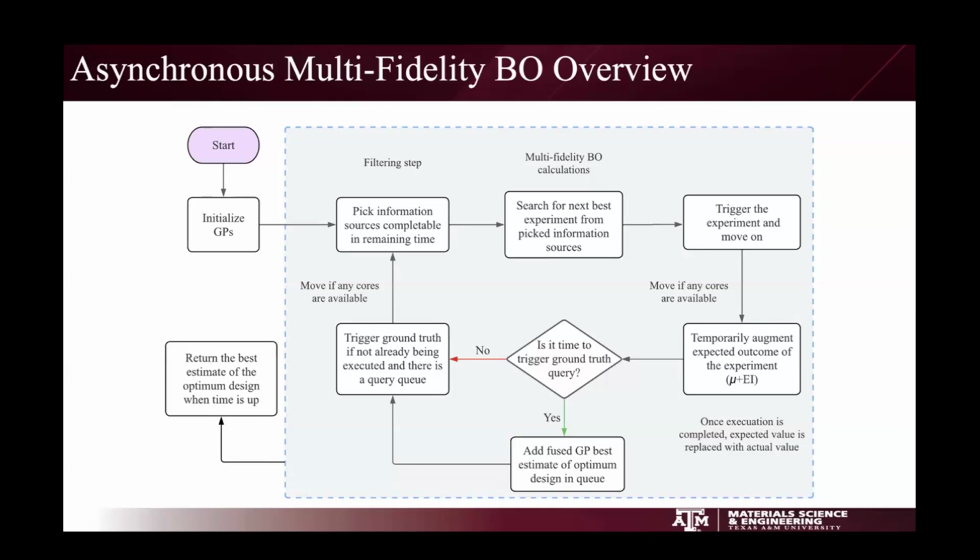What we did, in order to carry out this asynchronous Bayesian optimization, is to augment the expected outcome of experiments that we hadn't run yet by using the current information to predict the mean response plus the expected improvement, right? And in this case, we considered that the ground truth was the bottleneck. If we felt that there was time to query the ground truth, we queried it, we fused information, and then we kept carrying on in our optimization, right?